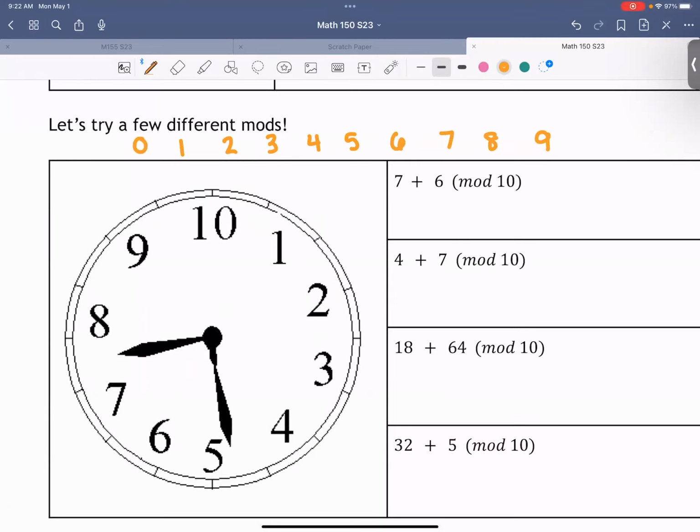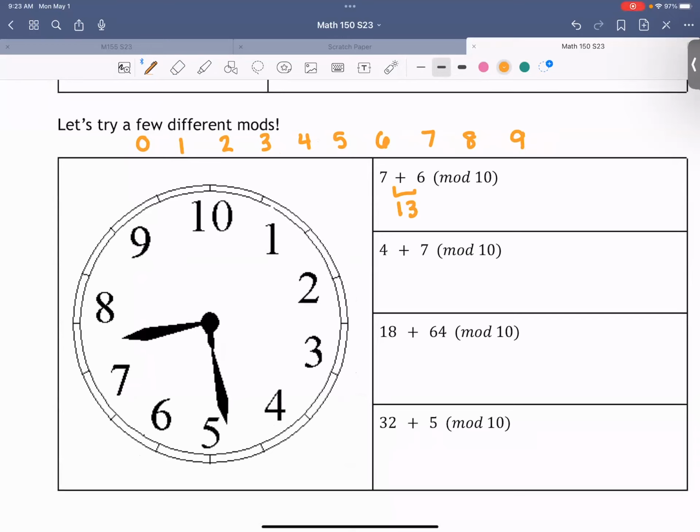Why don't I do a couple of these with you and I'll let you do some of these on your own. 7 plus 6 mod 10. Well, 7 plus 6 is really 13. So what do I have to do to get 13 mod 10? Subtract 10, right? So 13 minus 10 is 3. All right, so 7 plus 6 mod 10 is 13 mod 10. That's 3.